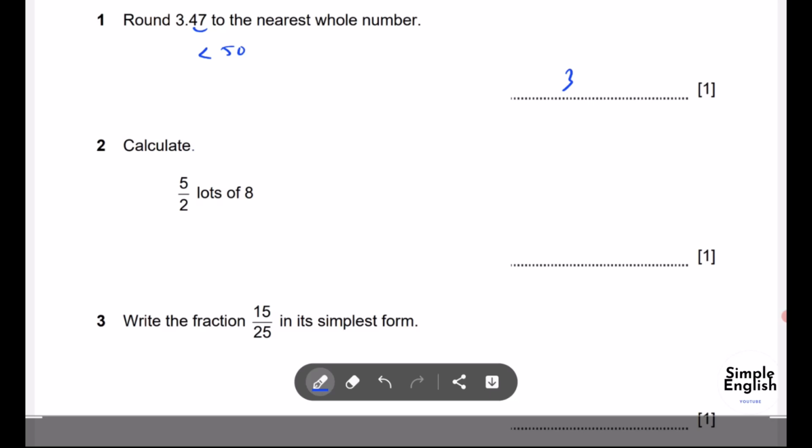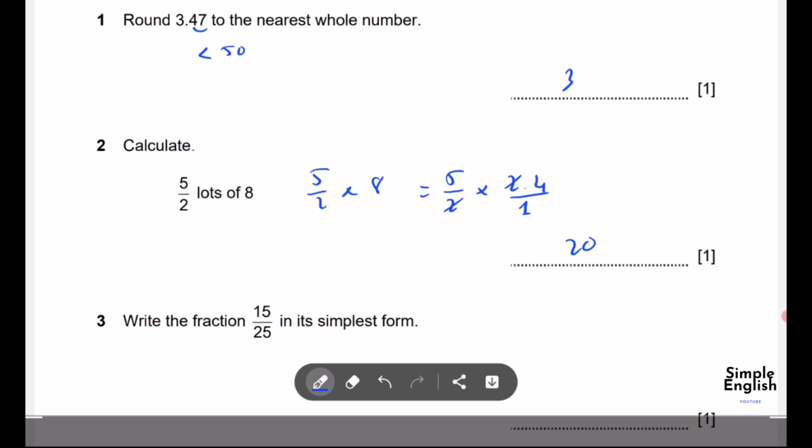Number 2, calculate 5 over 2 lots of 8. 5 over 2 lots of 8 equals 5 over 2 times 8, which equals 5 over 2 times 2 times 4, sorry, over 1. So we remove the 2, number 2, right? So that's 20.